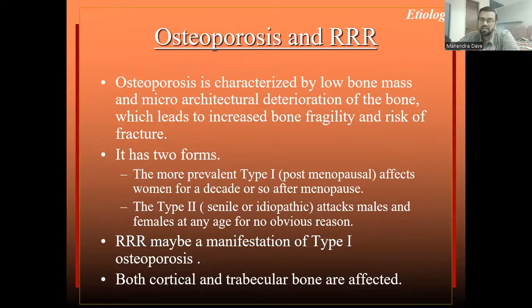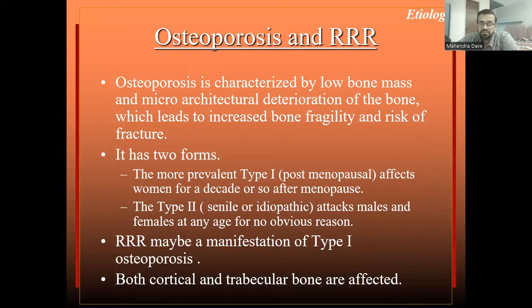So osteoporosis and residual ridge resorption are somewhat correlated with each other. Osteoporosis is a disease characterized by low bone mass and microarchitectural deterioration of the bone, which leads to increased bone fragility and risk of fractures. It has two forms.